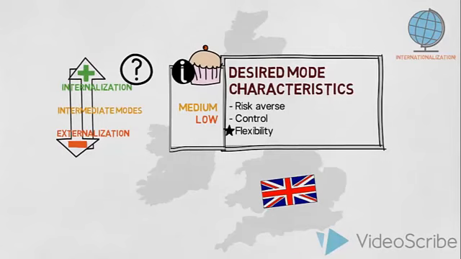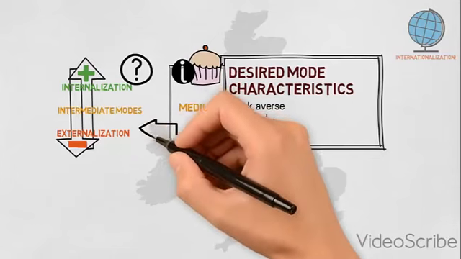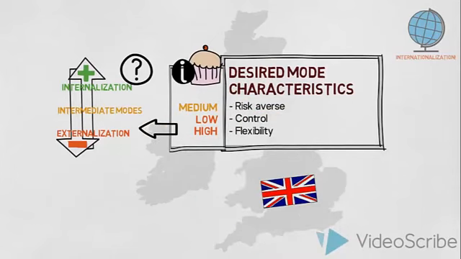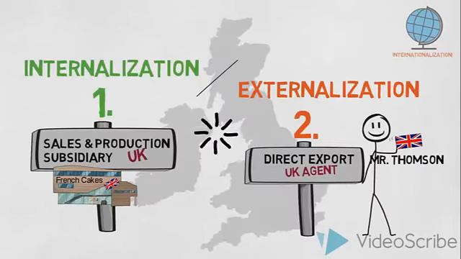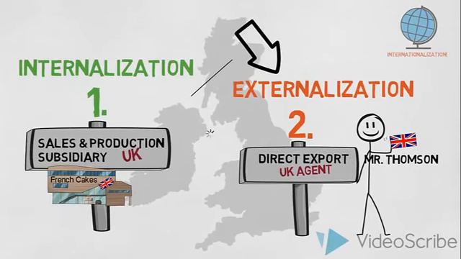Therefore, they are also very keen on a high level of flexibility, so that they are able to pull the plug on their UK adventure should business not prove to be as successful as hoped. An evaluation of these and the other three sets of factors indicates a move towards externalisation, which supports French Cakes' second option of using a UK agent, a direct export mode.